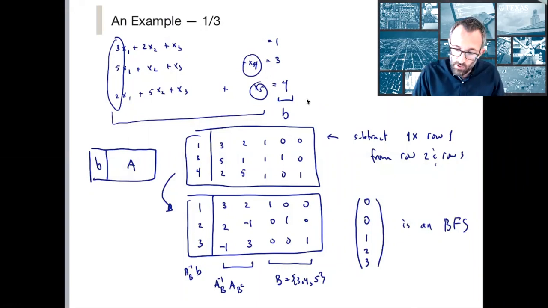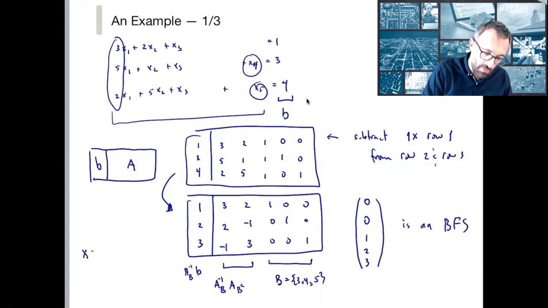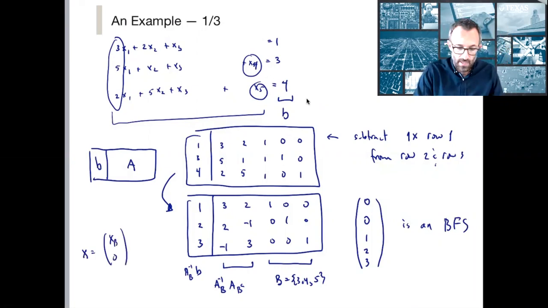Why did I put 0, 0, 1, 2, 3? Because x, remember, x has the form x_B, 0. What's x_B? It's 1, 2, 3. What are the indices of B? 3, 4, 5. So I put 1, 2, 3 right there. This is my x_B. And x_B complement must be 0. Everything in there is 0.